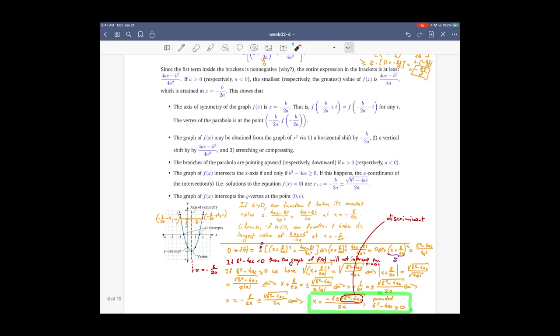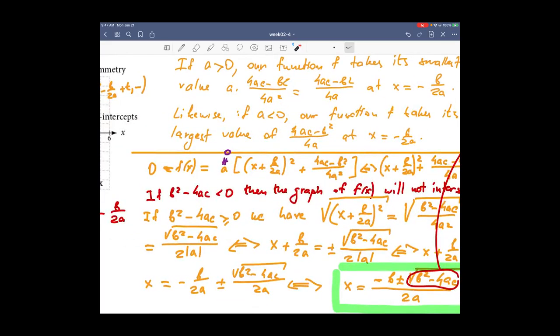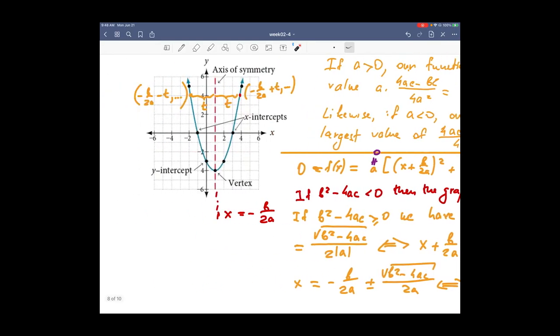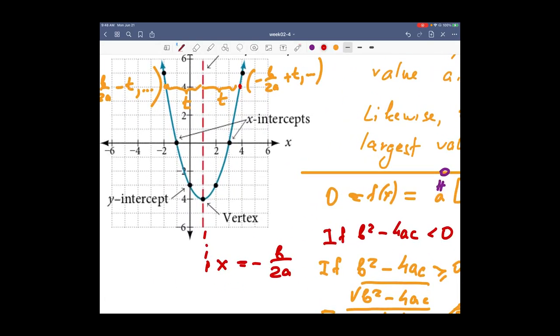Also note that if we look at this expression, and again recall that negative b over 2a is the axis of symmetry, we immediately see that the roots of the parabola, the x-intercepts of the parabola, are symmetric about the axis of symmetry. In other words, this distance equals this distance. The roots are symmetric about the axis of symmetry.